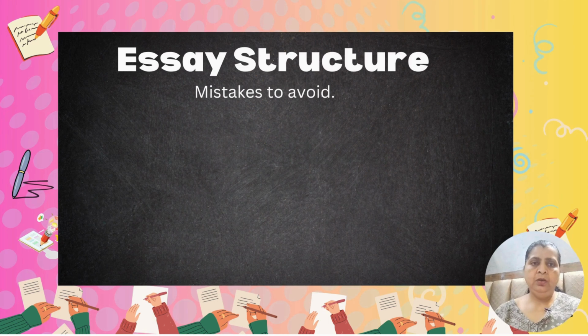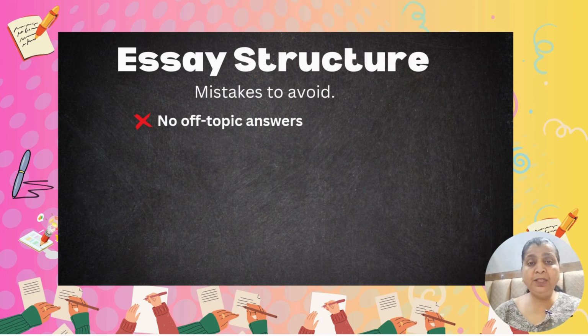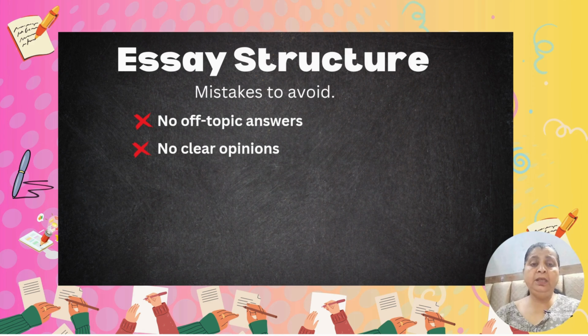Essay structure. What are the mistakes you can avoid? Please, no off topic answers. As I discussed before, if the topic is population, please don't write about pollution. You should be giving clear opinions. Your opinions should not be smudged. It should be very clear.